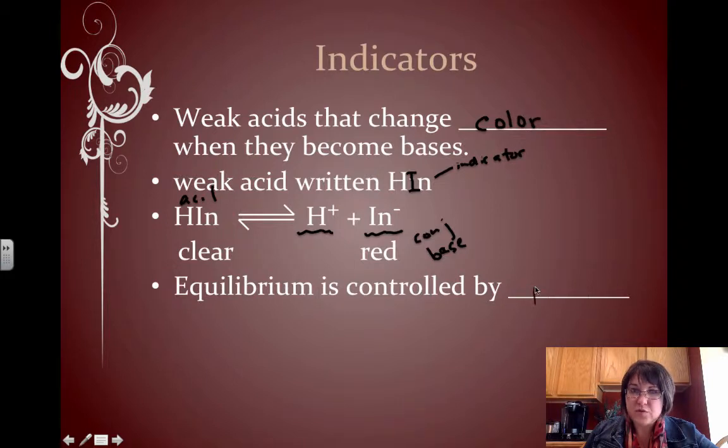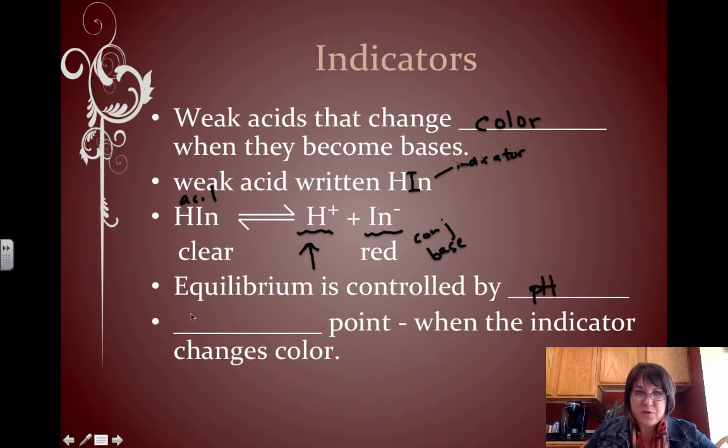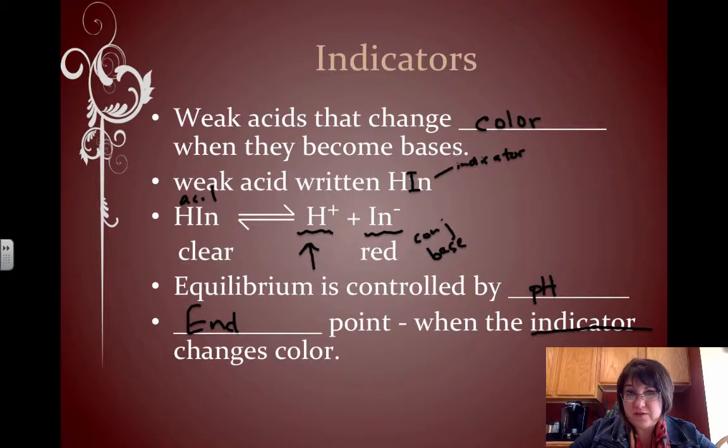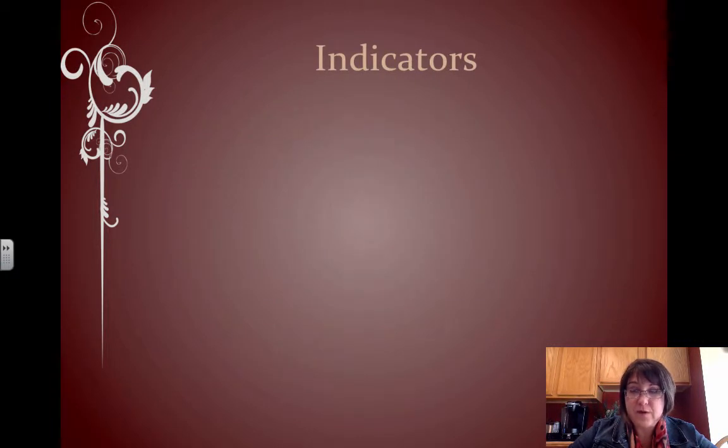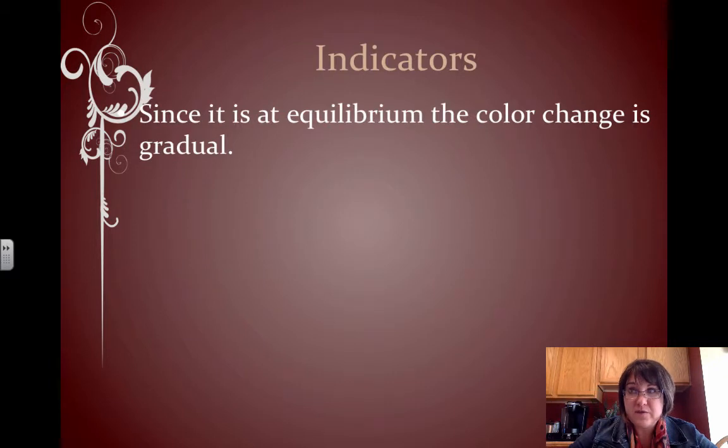Equilibrium is controlled by your pH level. So whatever your pH level is here is going to contribute to the color that you see. The end point of your titration is when your indicator changes color. And this is why it's critical to choose an indicator whose endpoint occurs at or very near your equivalence point. Because we want our reaction to be done when we've used up all the acid or all of the base.